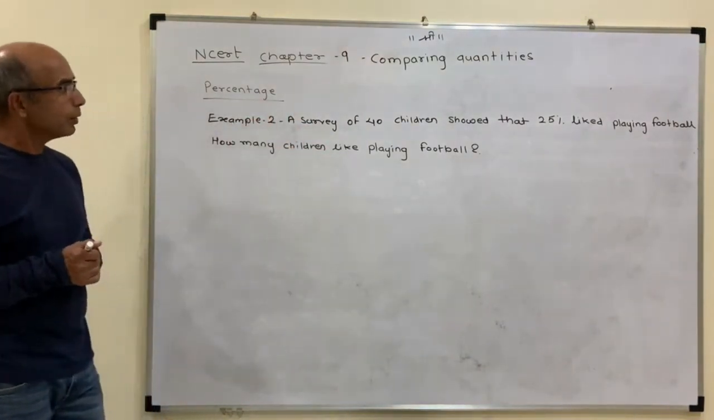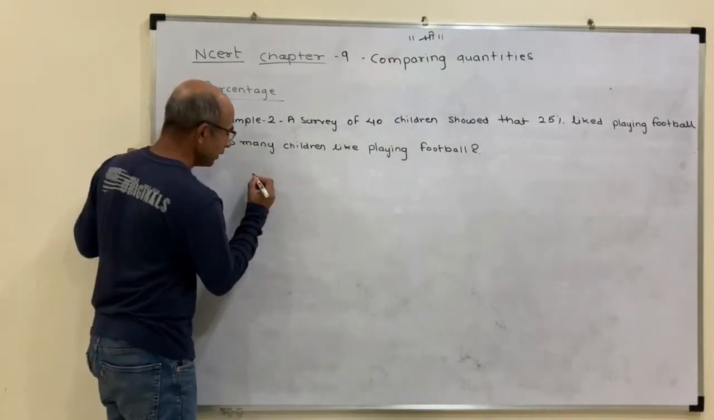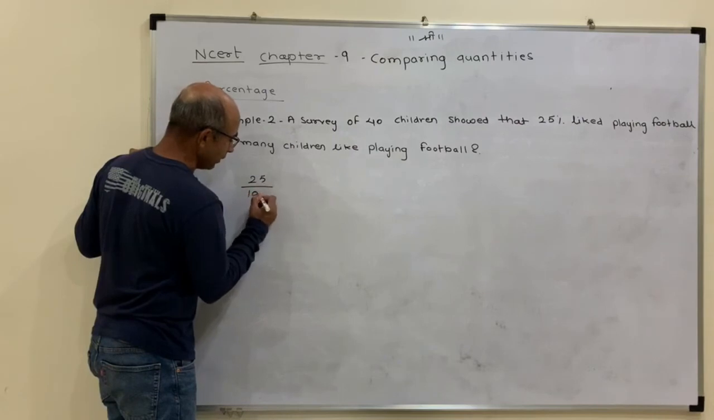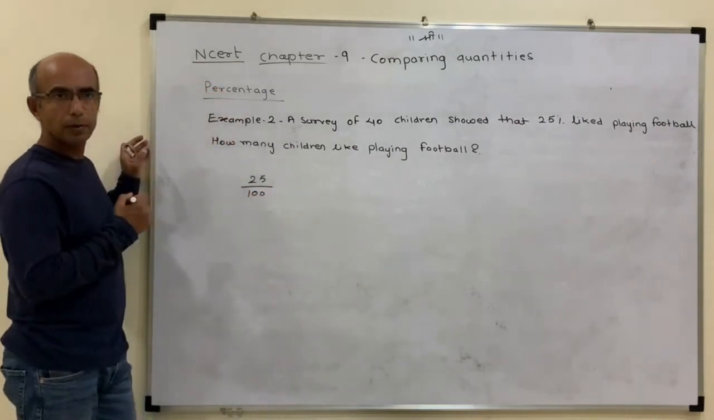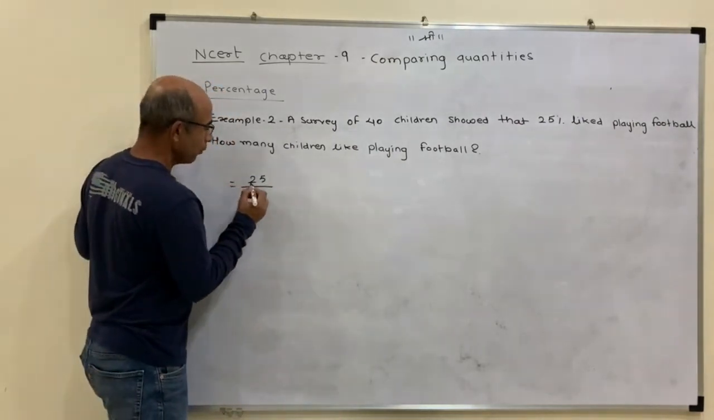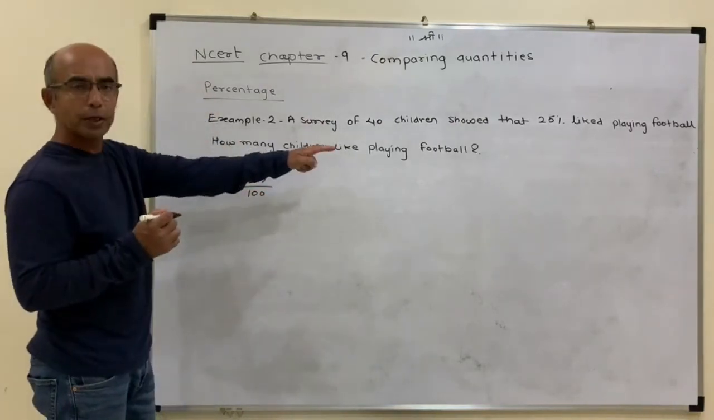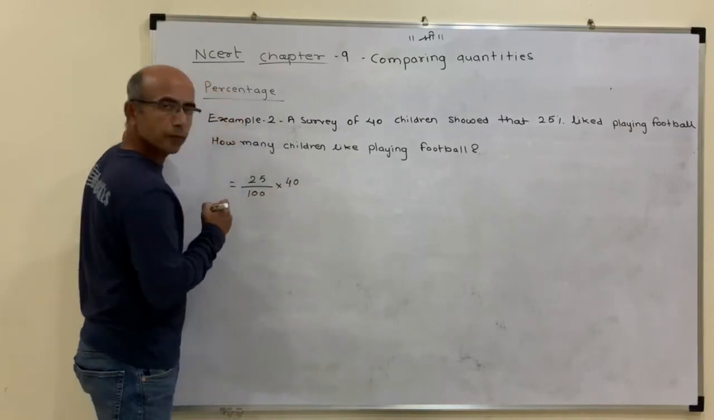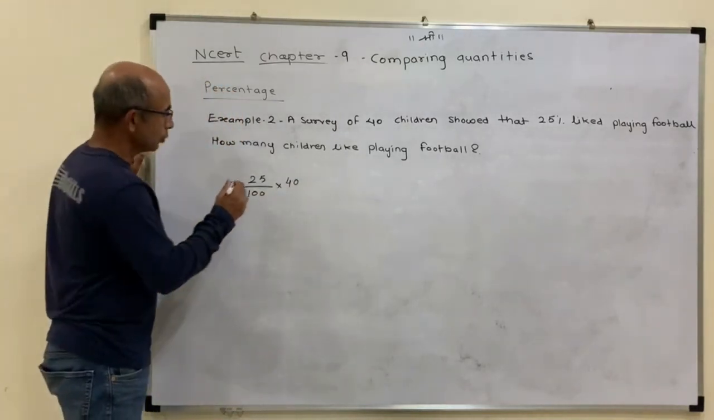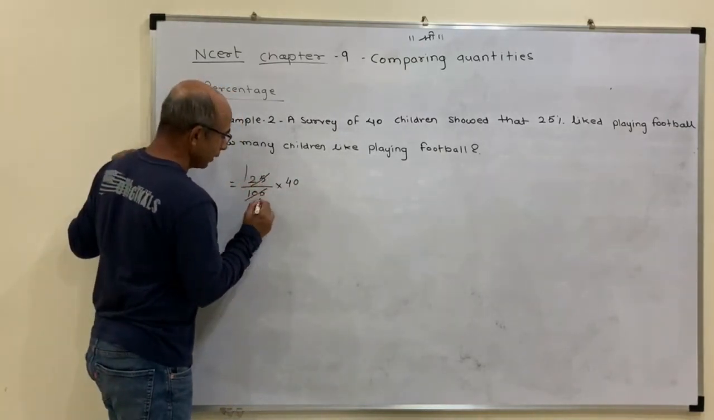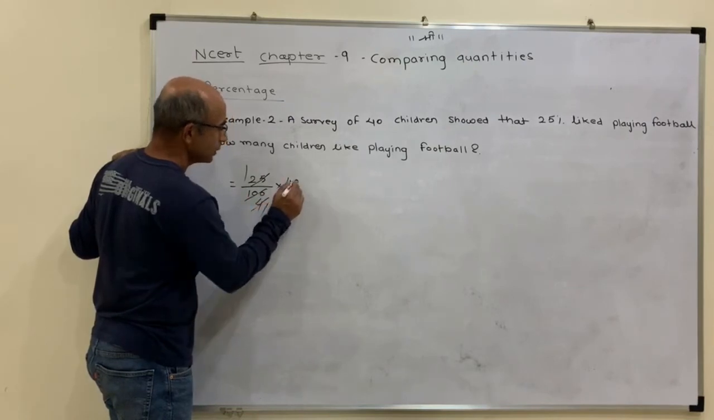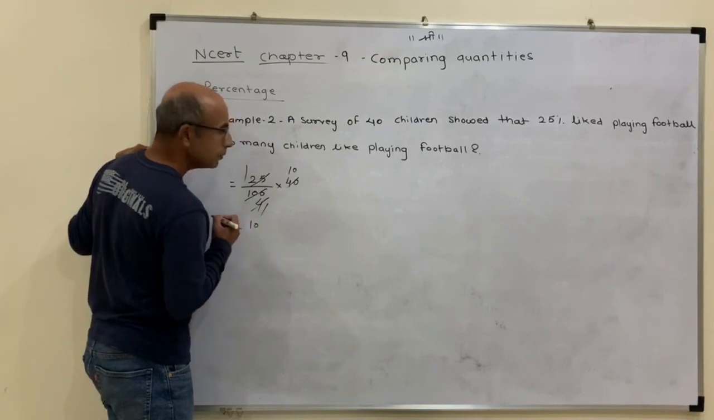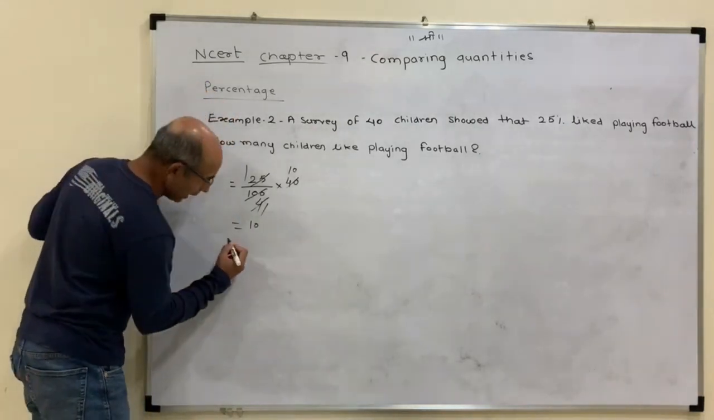So now 25%. So what is 25%? 25% is the value 25 divided by 100. Right? And out of how many children do we need to find? 40 children. So we say 40. So 25 ones are 25, 25 fours are 100, 4 ones are 4, 4 tens are 40. So it comes up to be 10. So how many? 10 students.